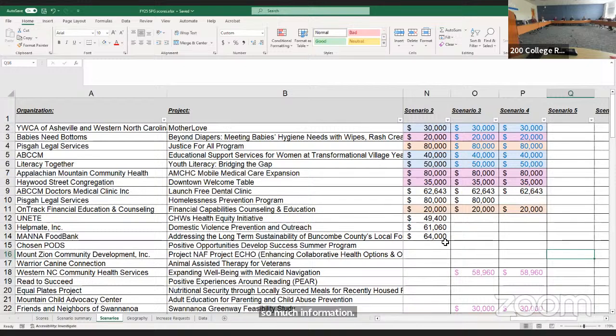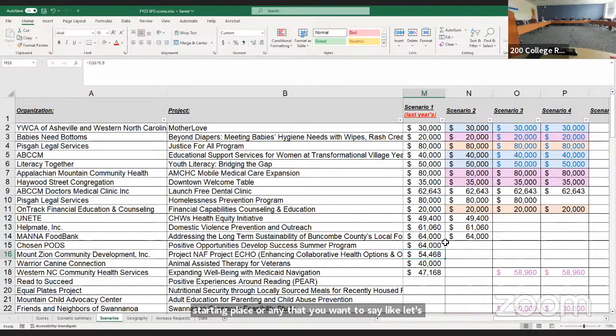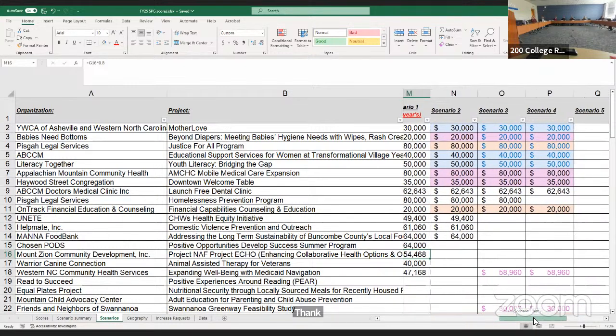So given these 4 scenarios, are there any that you all are like, I very much want to start here, this feels like a good starting place, or any that you want to say, let's just take off the table, not even start? I don't know how quickly or easily it can be filtered, but I would like to see it filtered with just the focus areas and, what's the other one? Size. And size. To me, I agree with geography, and I think it even goes deeper than that. Geography is multifaceted when you talk about it because Buncombe County is so diverse.